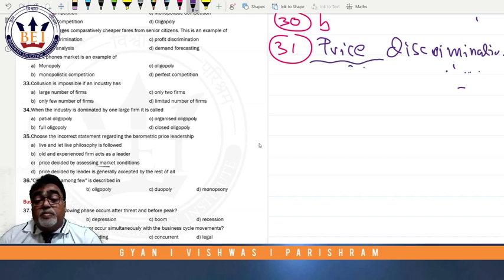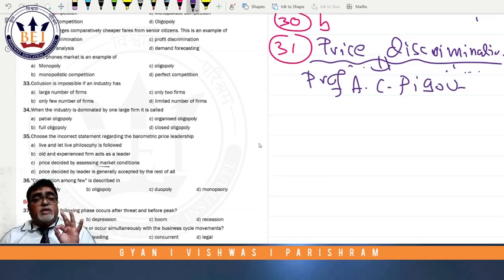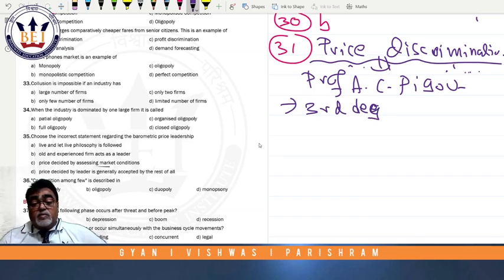The concept of price discrimination was first given by Professor A.C. Pigou. What is price discrimination? For the same product, a firm or monopoly charges different prices as per place, as per customer, as per elasticity, in different ways. Pigou first gave three parts of discrimination: third degree, second degree, and first degree discrimination.